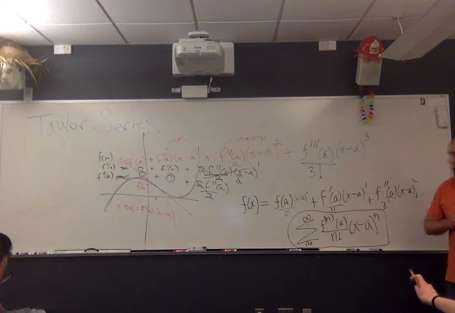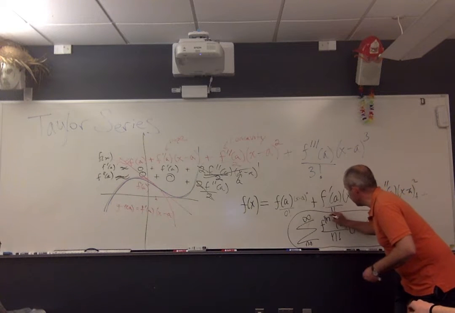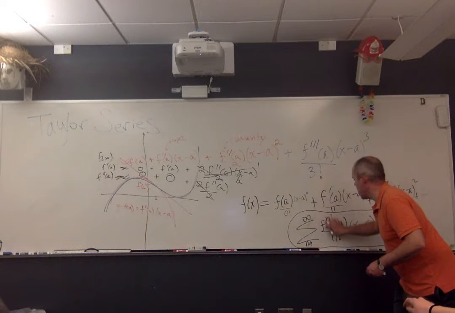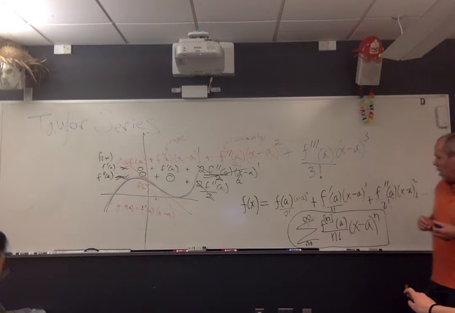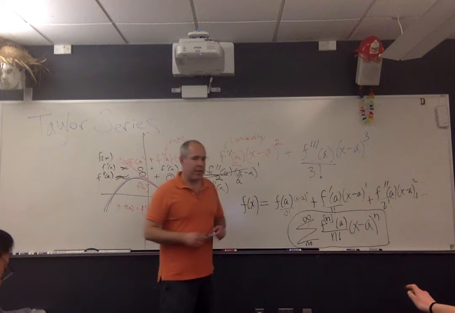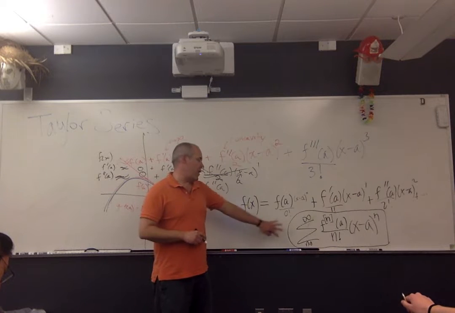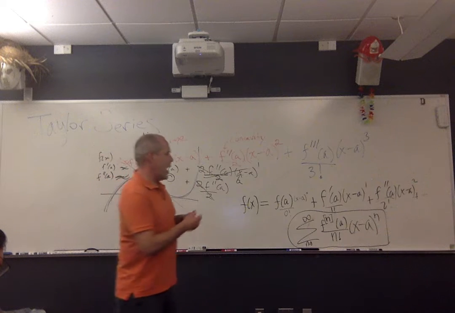Is that n equals 0 always? Does it always begin with 0? Well, yeah, it's going to start at 0, because we're starting with f of a. With this, we're always going to start at 0. It's times x minus a.